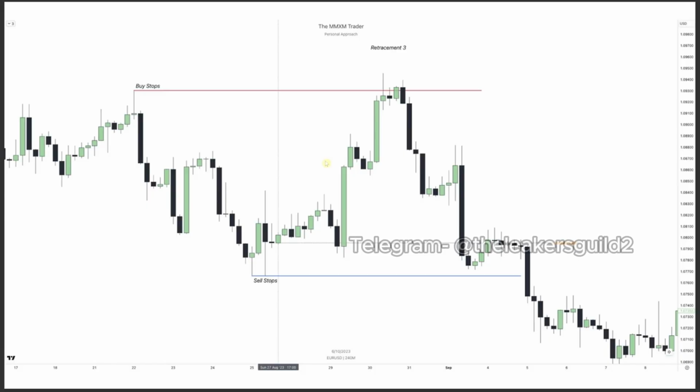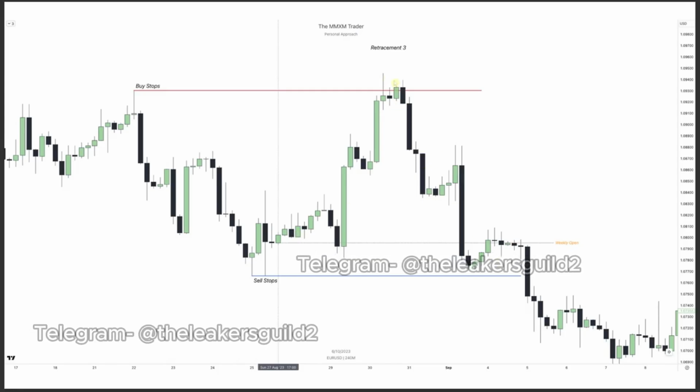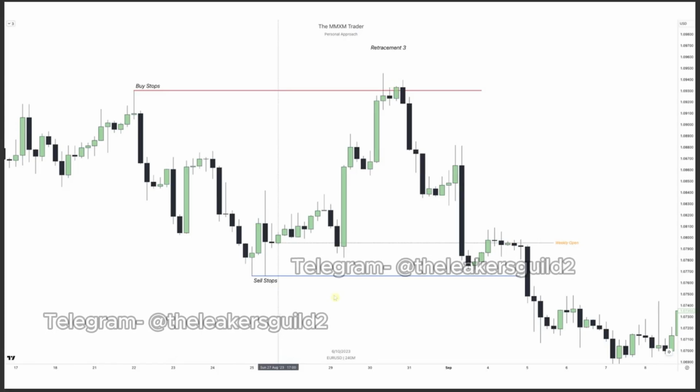Marking out the weekly opening price, again, we want to be a seller on the higher time frame above the weekly opening price. So we're pairing up the buy stops up here, and then price declines lower, and this is that daily retracement, right? On a weekly chart, the daily retracement, and then you try to catch this move down, pairing up the buy stops with the sell stops.